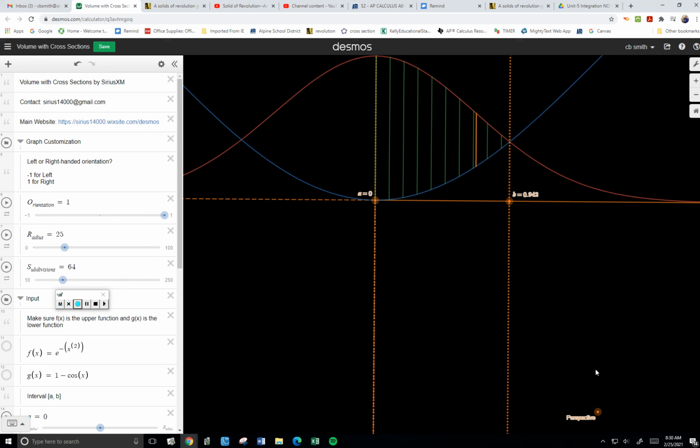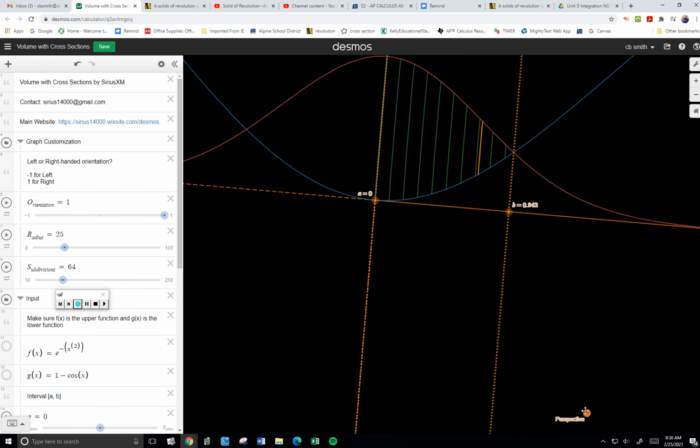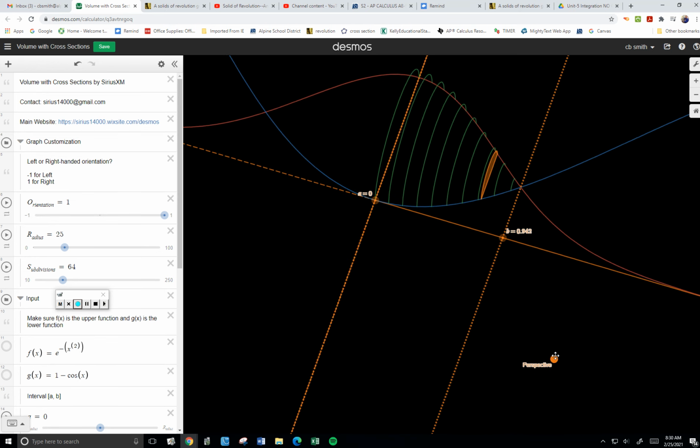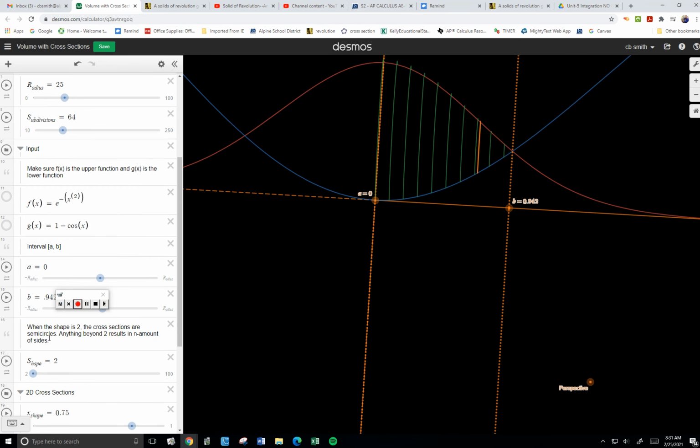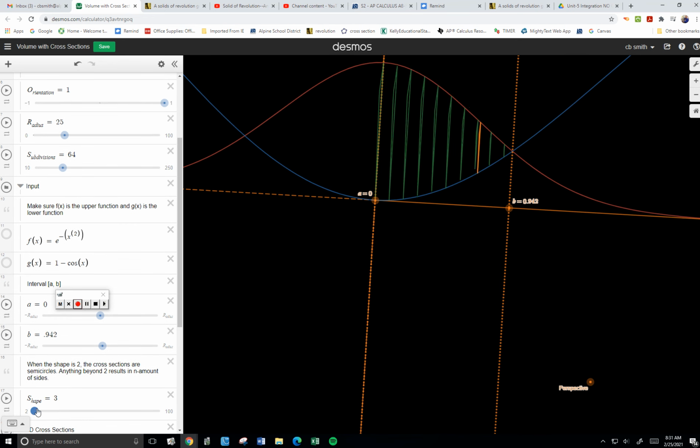So if I grab the rotation button, watch what happens. Oh, hold on. Gotta fix it. Yeah, I had the wrong setting. Try again. There we go.